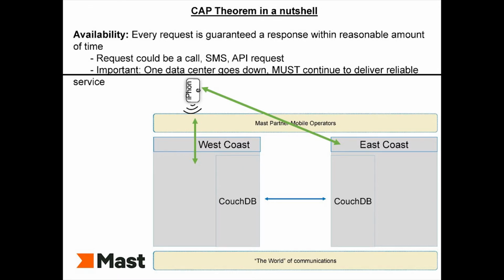Availability means that I always get a response in a reasonable amount of time. Even if one data center is down, I'm still getting a request responded to reliably. And this is really important for us because at the end of the day, we're trying to deliver a reliable phone service. We can't handle not responding to another mobile operator's request for a phone call.